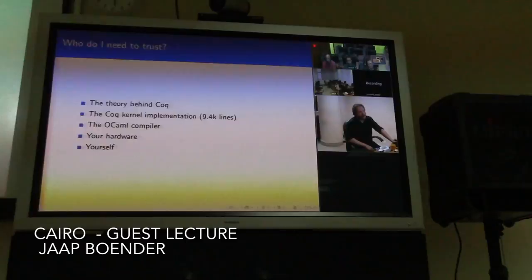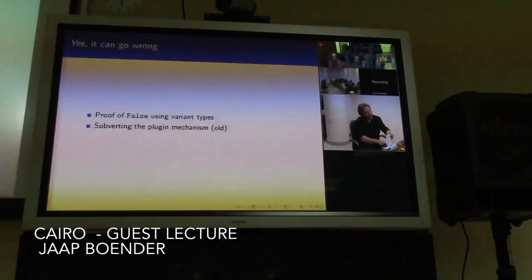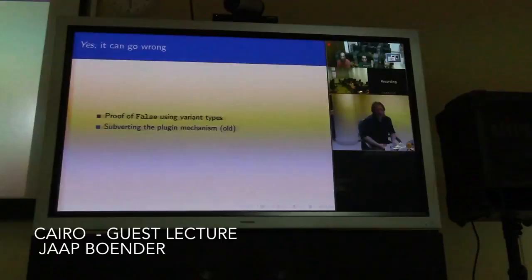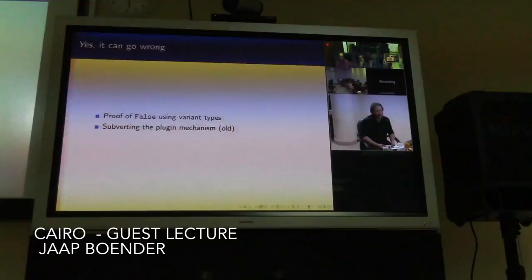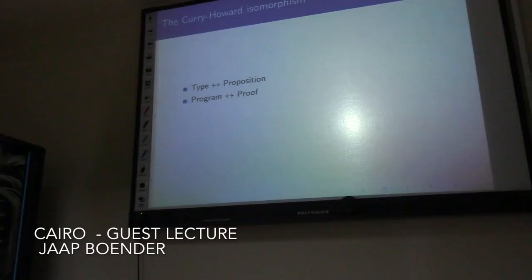And it can sometimes go wrong. One of the most interesting bugs they had recently in Coq is one where they managed to make a proof of false. And in logic, making a proof of false is basically the thing you don't want to do. False, by definition, is a proposition that cannot be proved. So if you manage to prove false, you've basically declared the entire logic inconsistent and horrible things will happen.